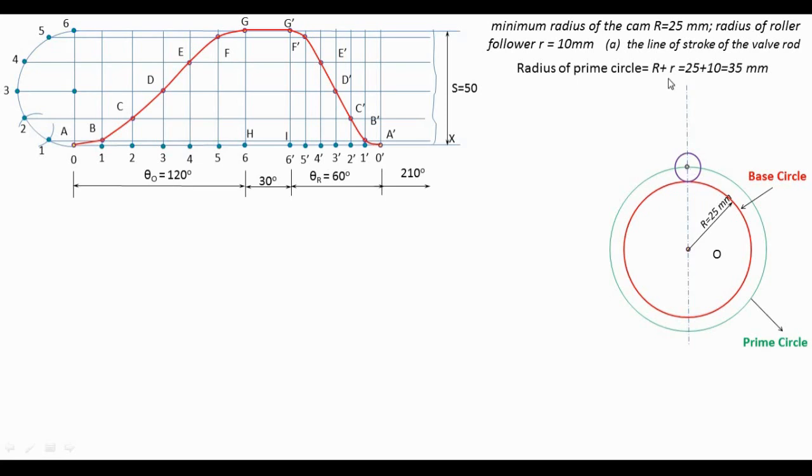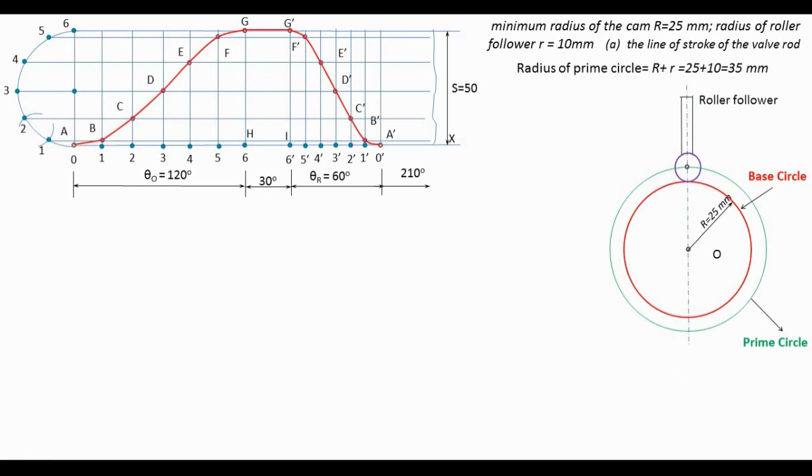Okay, so I will complete the roller follower. So this is the roller follower. Already we have discussed in the first video the difference between knife edge follower and roller follower. Okay, so this is the basic requirement to start the cam profile.